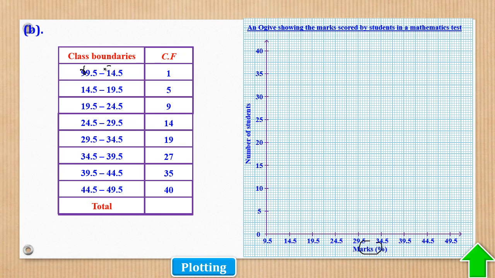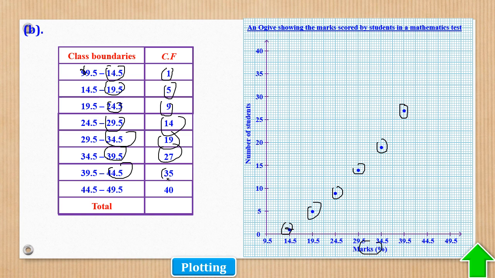So 14.5 corresponds to 1, so 14.5. 19.5 corresponds to 5. 24.5 corresponds to 9. 29.5 corresponds to 14. 34.5 corresponds to 19. 39.5 corresponds to 27. 44.5 corresponds to 35. 49.5 corresponds to 40.